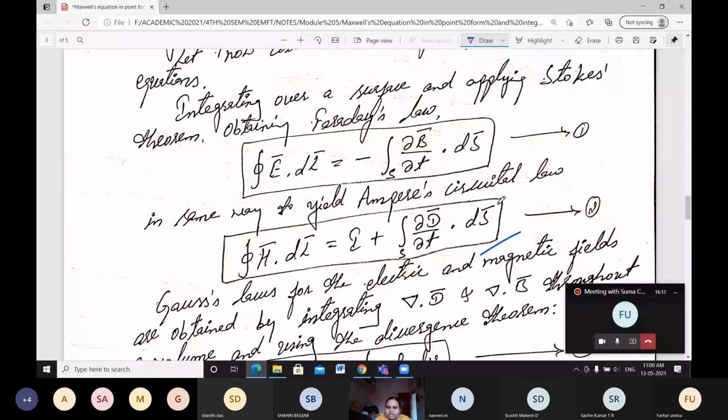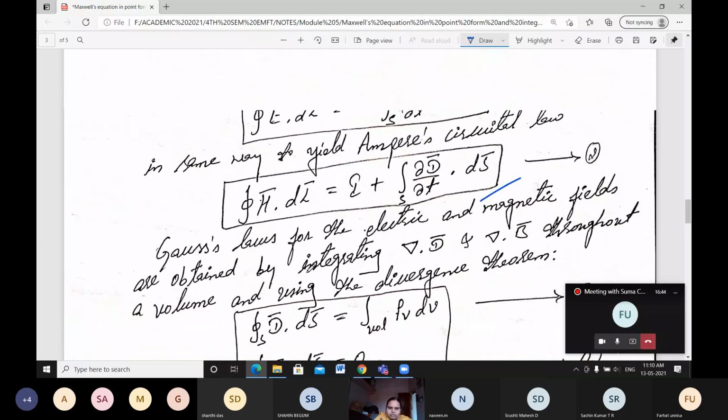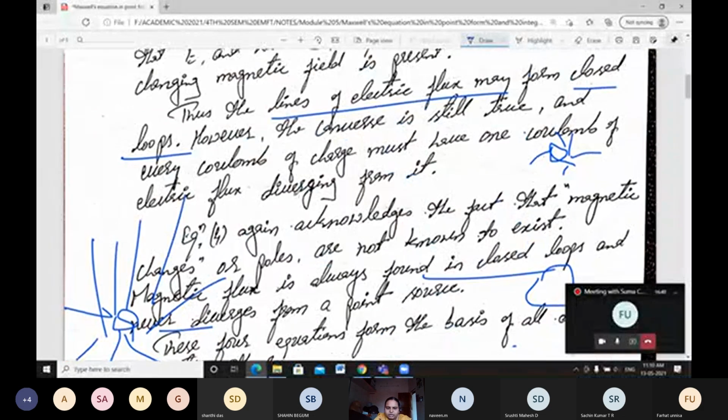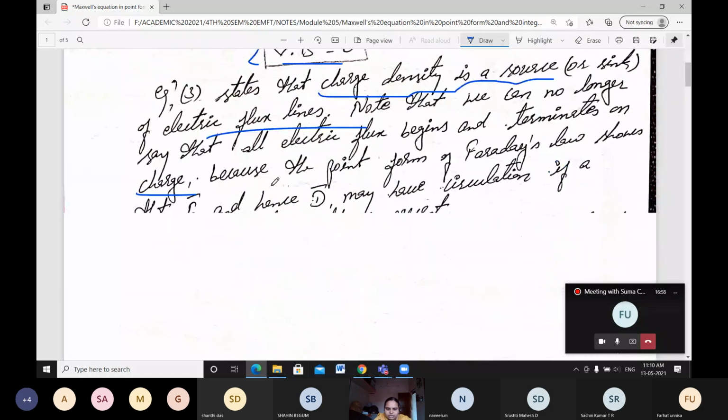Then Gauss's laws for electric and magnetic fields are obtained by integrating del dot D and del dot B throughout the volume and using the divergence theorem. Doing so, I get the closed surface integral of D dot dS equal to the volume integral of rho v dv. Then the closed surface integral of B dot dS is equal to 0. We were in point form, and we are just replacing those point forms in terms of integration. The same equations, just taken in integral form.